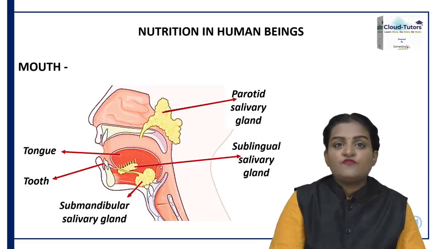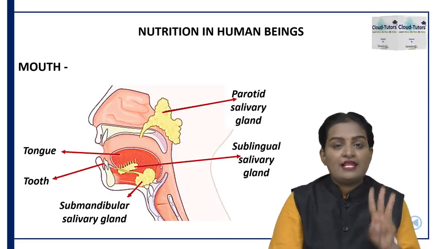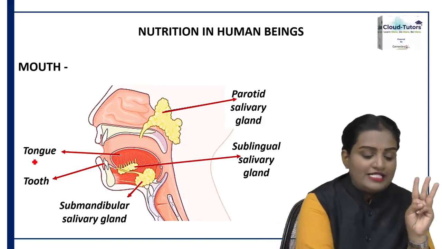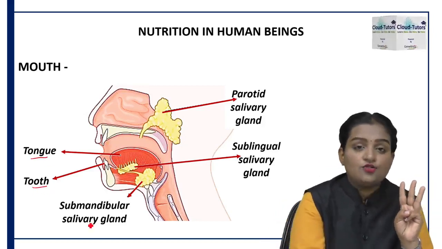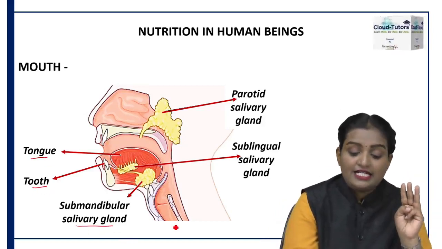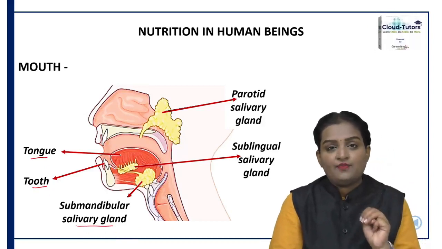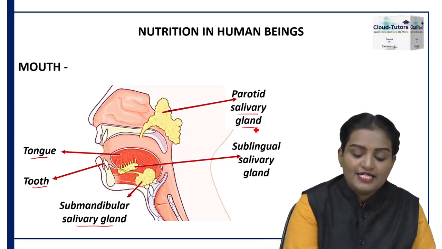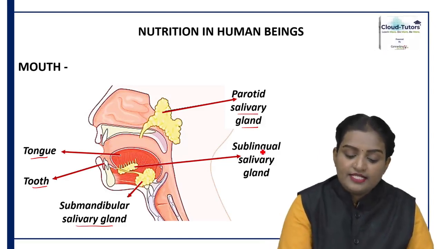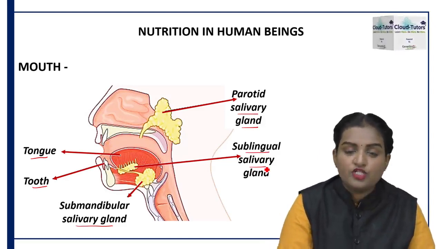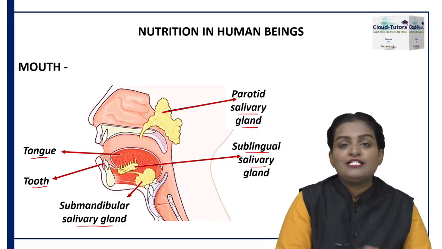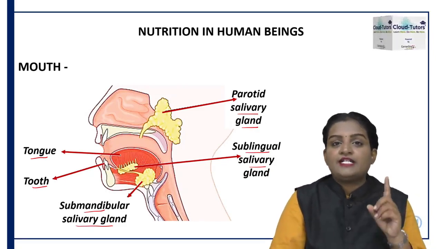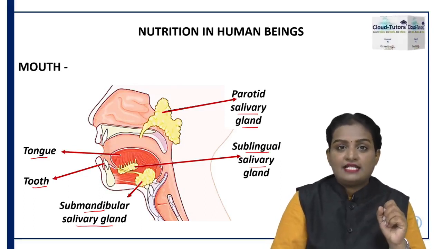So in mouth we have 3 main structures which help in digestion or nutrition. One is the tongue, second is the tooth, third is the salivary glands. As you can see in the picture, there are 3 salivary glands. One which is below the ear, parotid, one is below the tongue, sublingual, and one is below the lower jaw, that is submandibular.